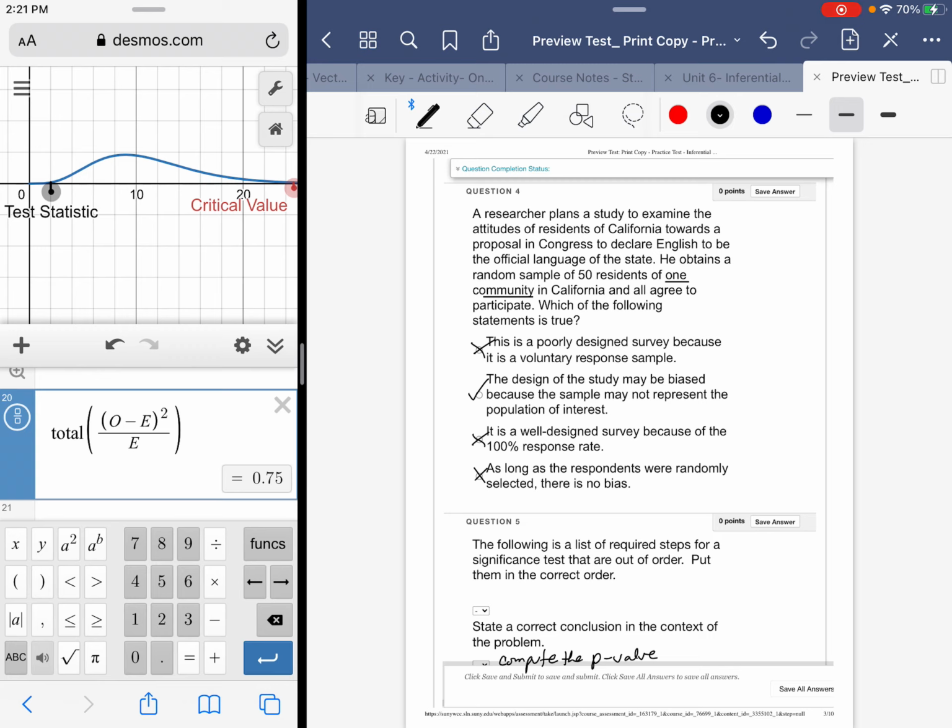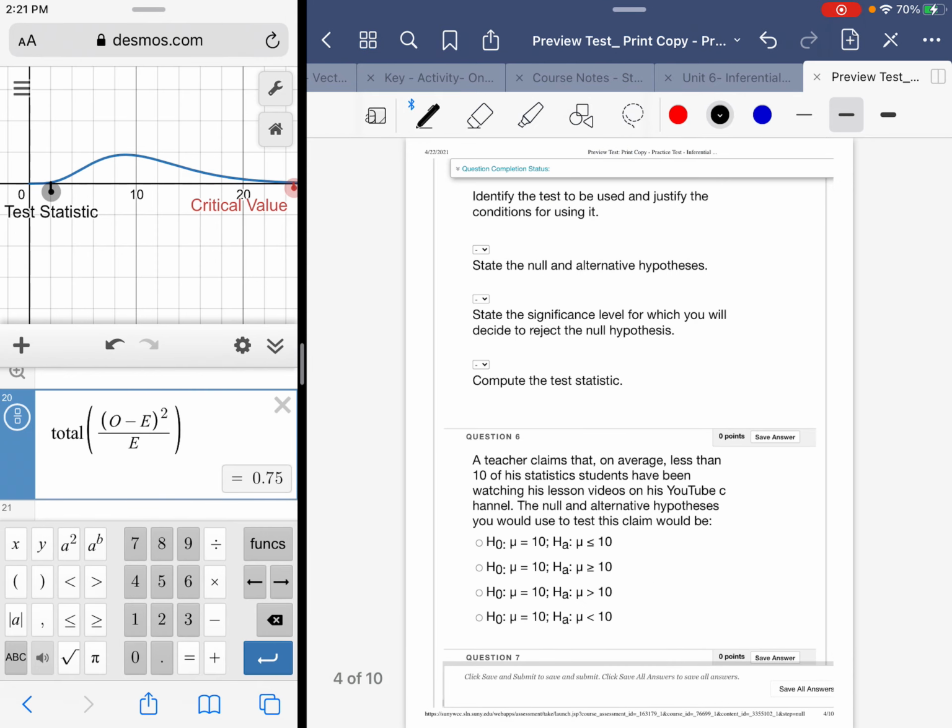All right. Well, conclusion should be the last thing. You take a look at the different options. We see that we have a p-value, and a test: identify the test to be used and justify the conditions for using it. That sounds like numero uno right there. Like, what hypothesis test are we using? That seems to make sense. All right, the null and alternative hypotheses. Well, yeah.